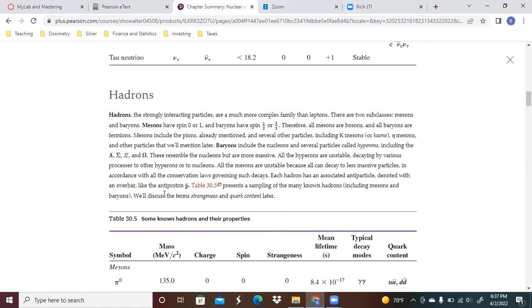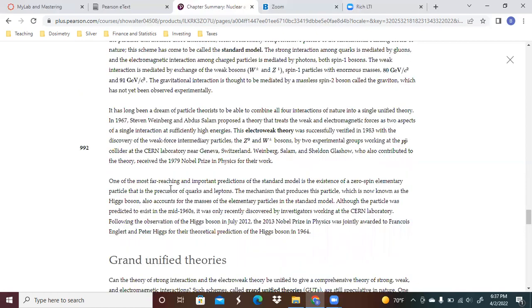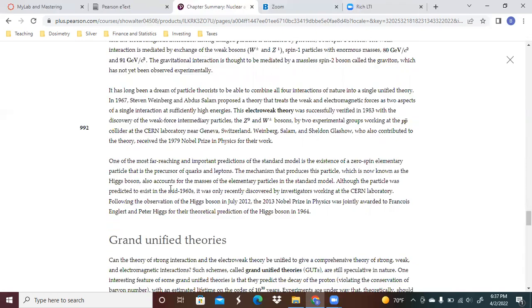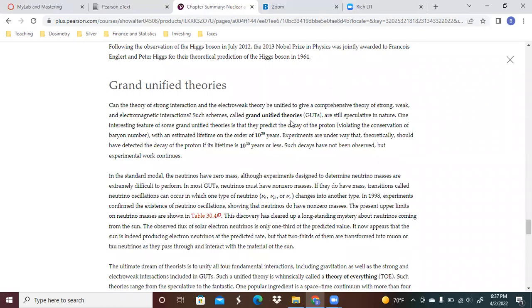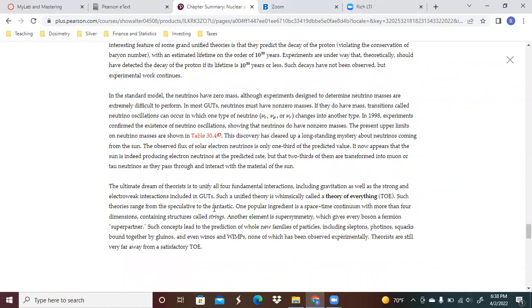You do have different types of particles here. I'm not that concerned with you being able to name all of these. You've got grand unified theories, which are still speculative. The grand unified, in other words, you're trying to unify all of these particular rules into one particular theory. This is a very difficult thing to do, and it is a pursuit of scientists, but I don't know that we're ever going to get there.